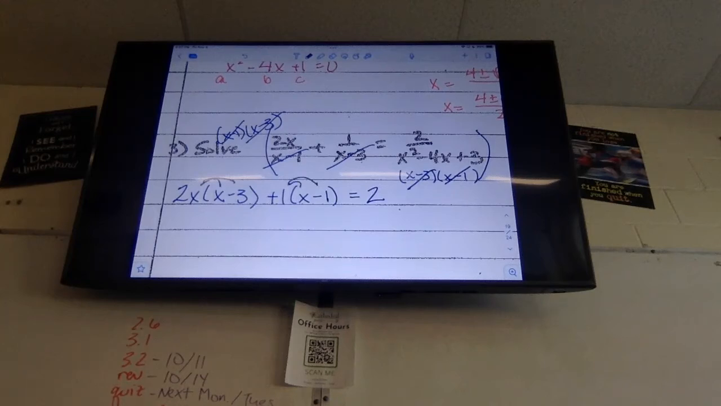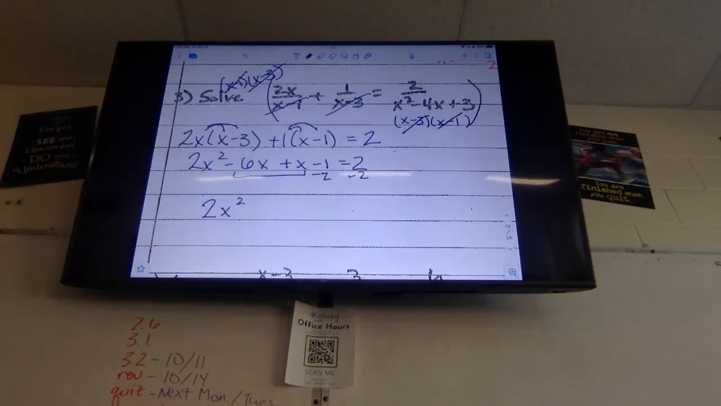Multiply, multiply. 2x squared minus 6x plus x minus 1 equals 2. Now let's combine like terms. I'm going to move the 2 to the other side, so I'll minus 2, and at the same time combine those, so I get 2x squared minus 5x minus 3.